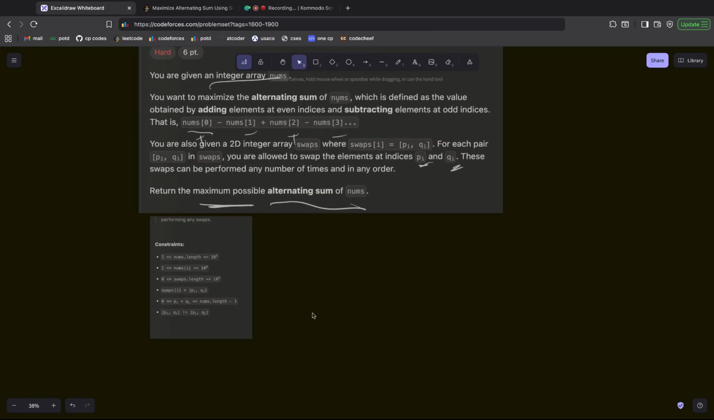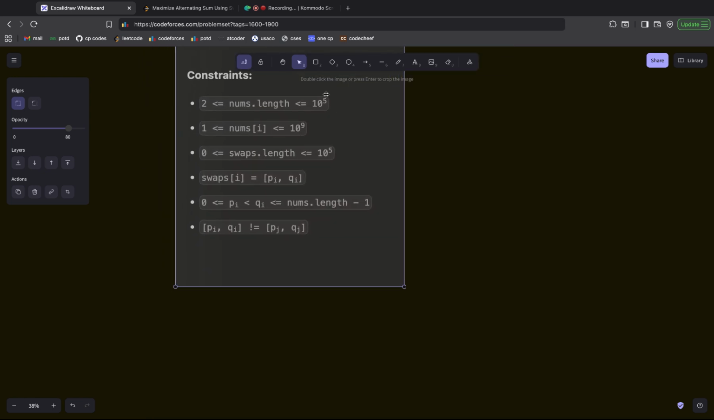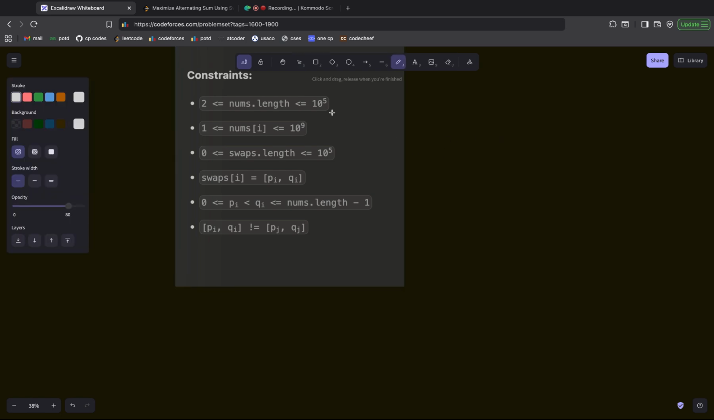Constraints are that n, which is the nums dot size, is 10 raised to the power 5. Nums values are up to 10 raised to the power 9. Swaps dot length is this. So it's quite high. Like you can't go n square or beyond. How do you solve this?